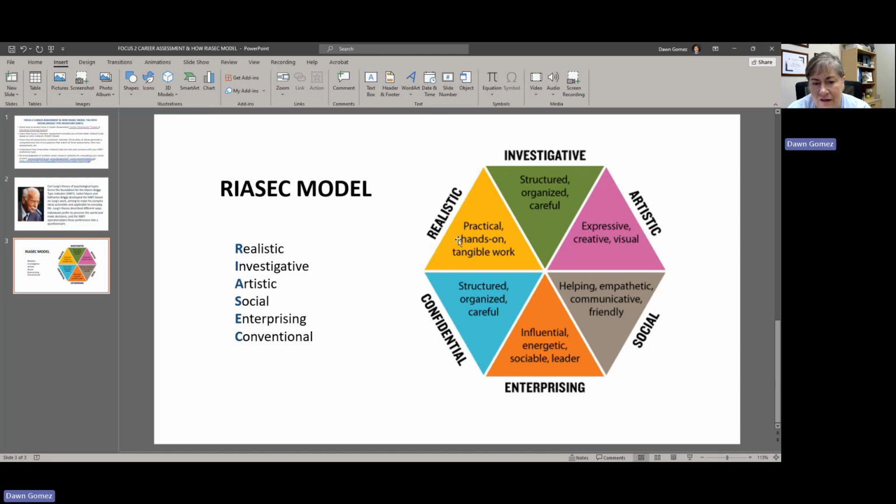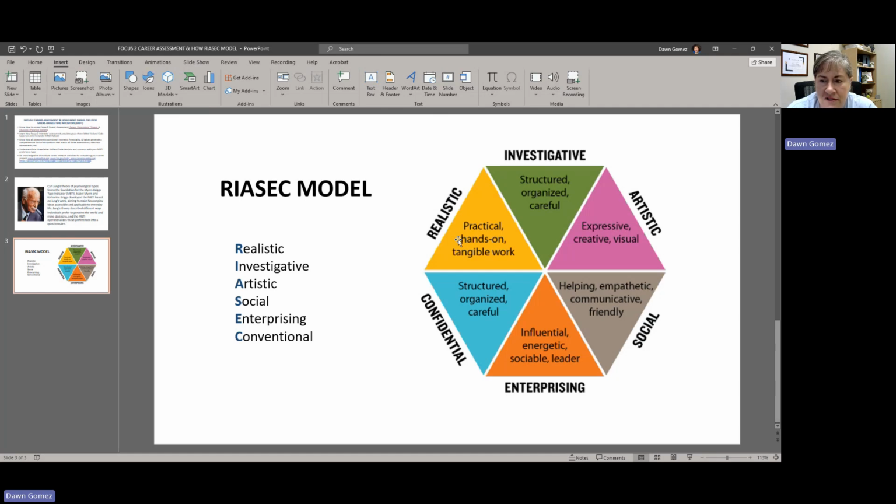Okay, and the C, that is conventional. Conventional, these folks in this cluster are very structured, organized, very careful. They have exceptional attention to detail. They notice the little mistakes. These are called the organizers. This cluster is called the organizers. And so the careers that comprise this cluster would be accountants, insurance, actuaries. This could be military. They don't have a high need for independence.